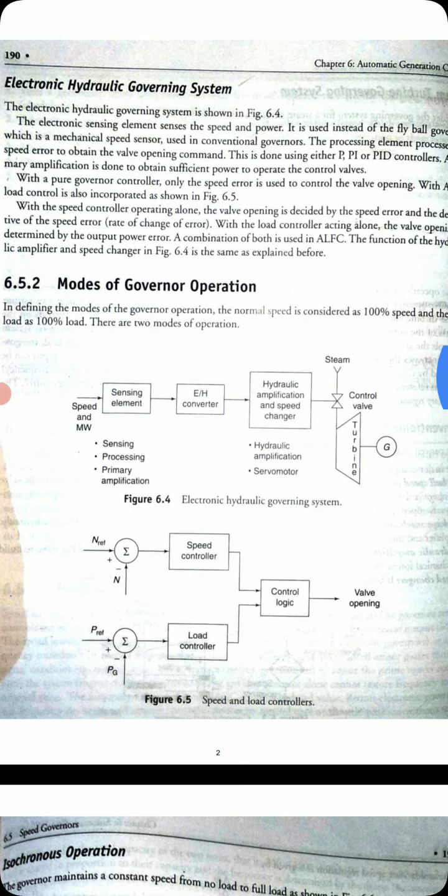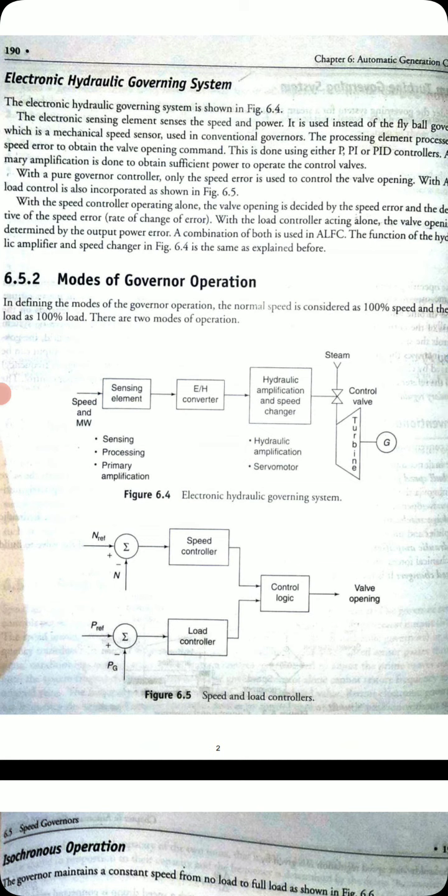In figure 6.5, you can see that with pure governor control, the speed error is used to control the valve opening. With AGC, that is automatic generation control, load control is also incorporated. Here the speed reference is given, the load power reference is also given, and the actual speed and generated power are compared. Then it is given to the respective controllers, and then the control logic decides the opening or closing of the valve.